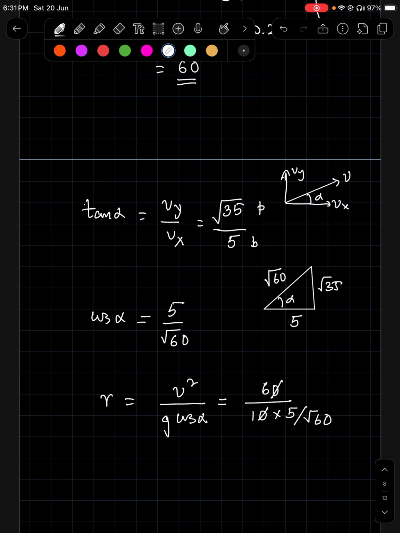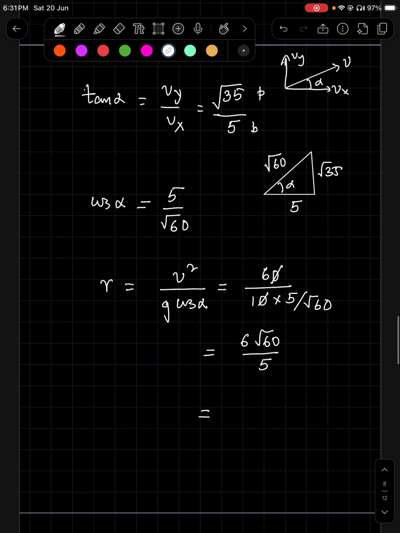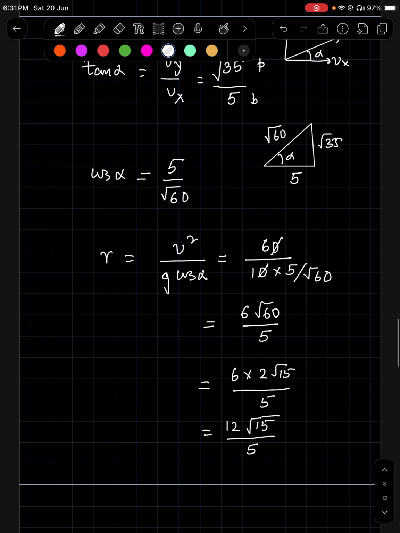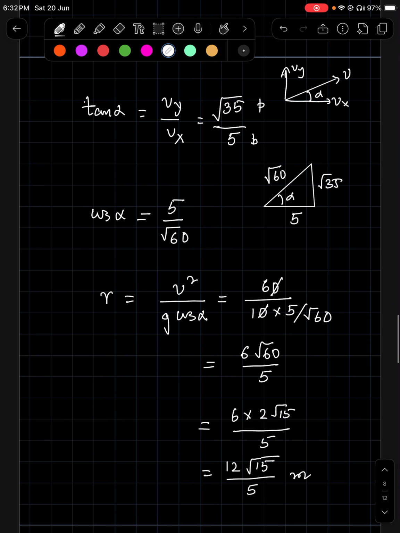So it becomes simply 6 into root 60 by 5. It can be simplified more. So that is 6 into root 60. Root 60 is 2 root 15, by 5. That is 12 root 15 by 5. Okay, that can be calculated by the calculator, but it was my intention to show how to calculate the radius of curvature, and that is the final. So that should be in meters.